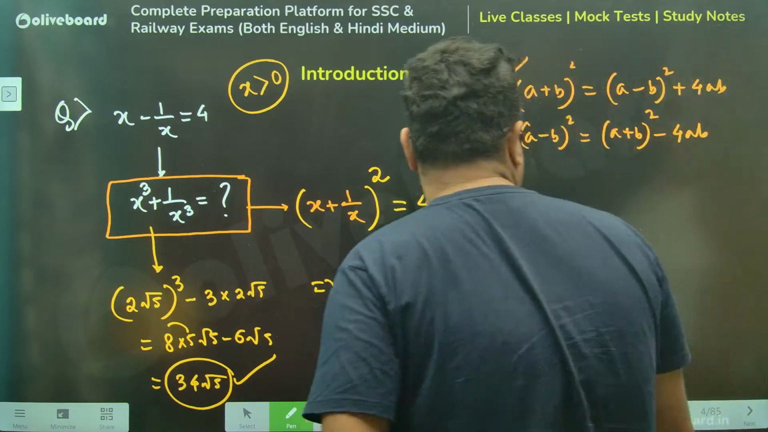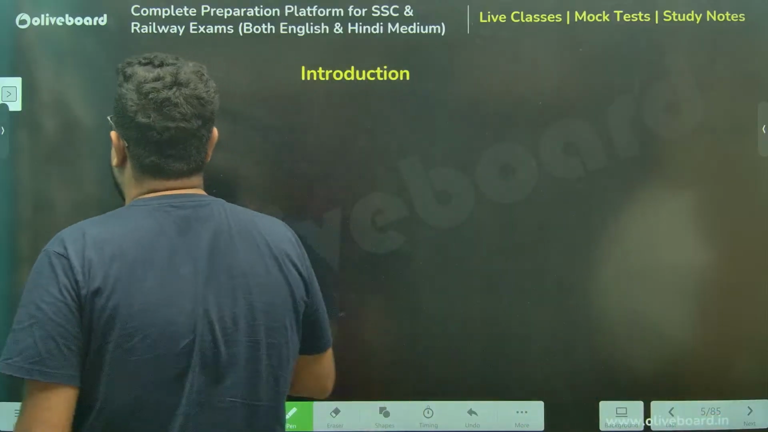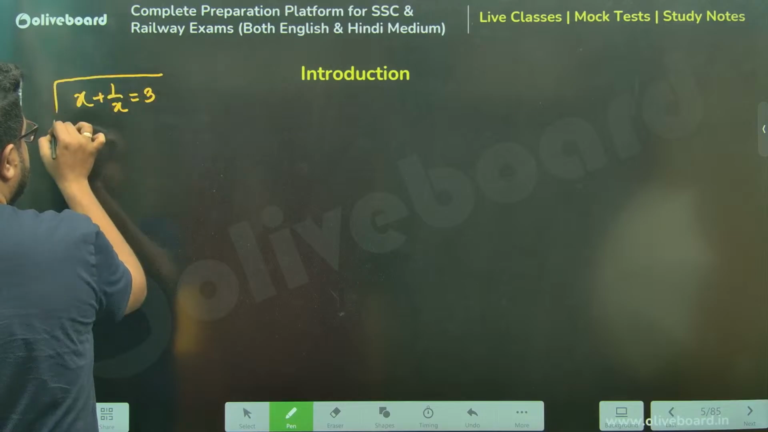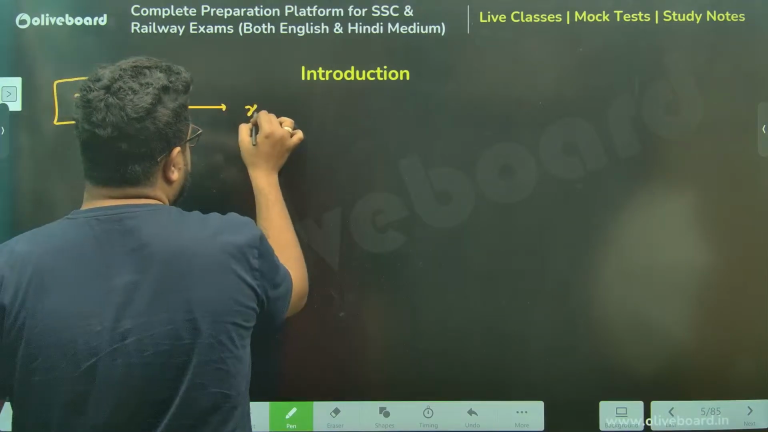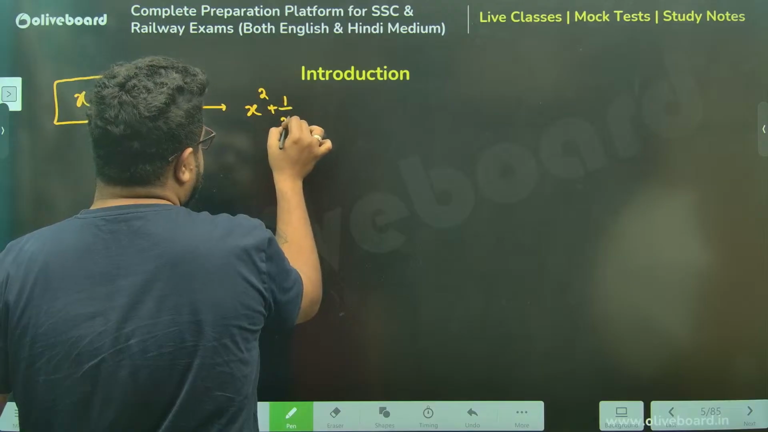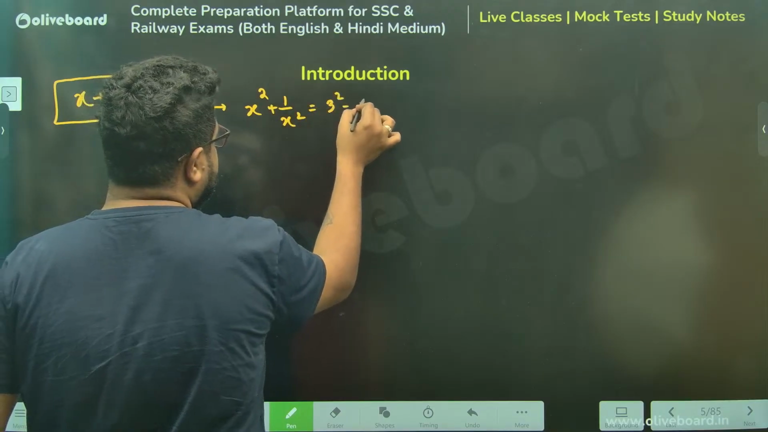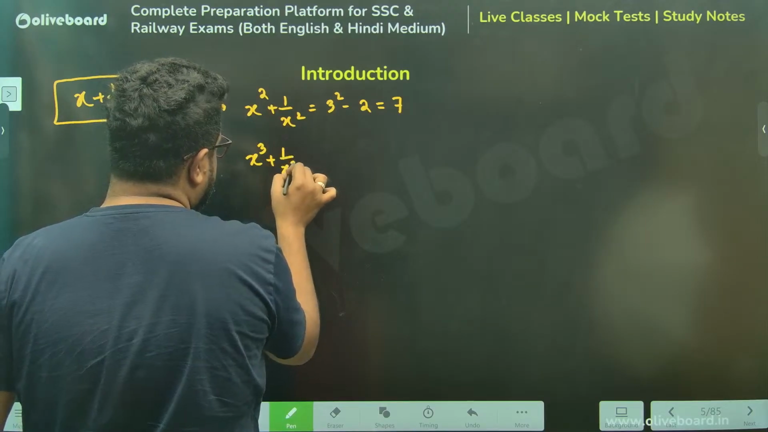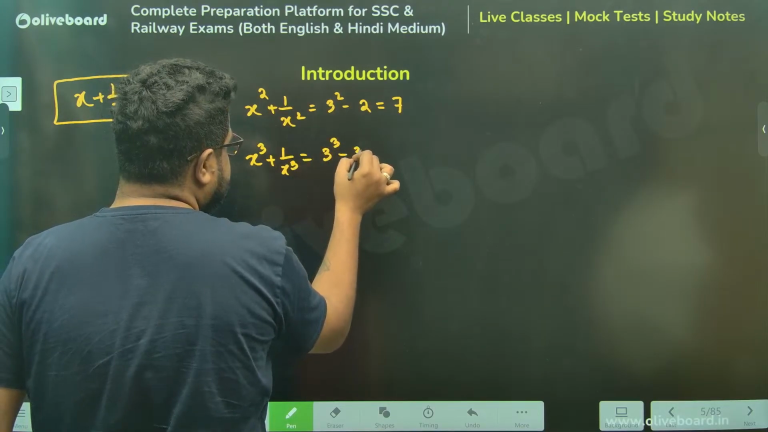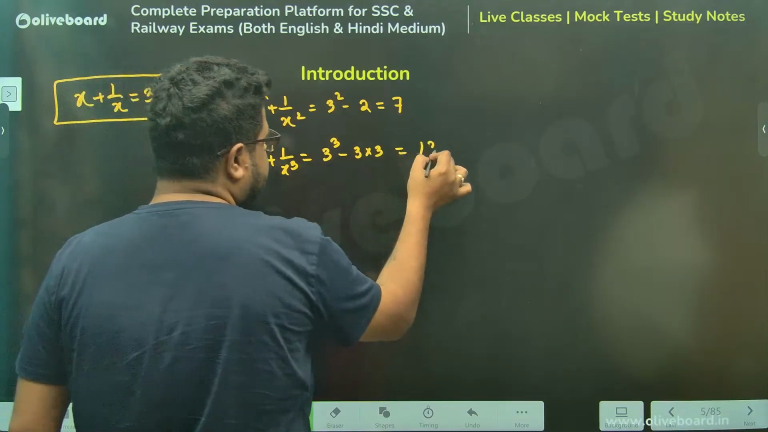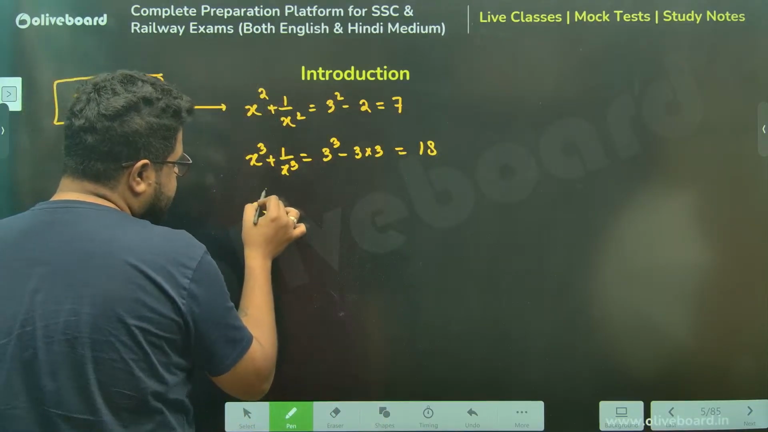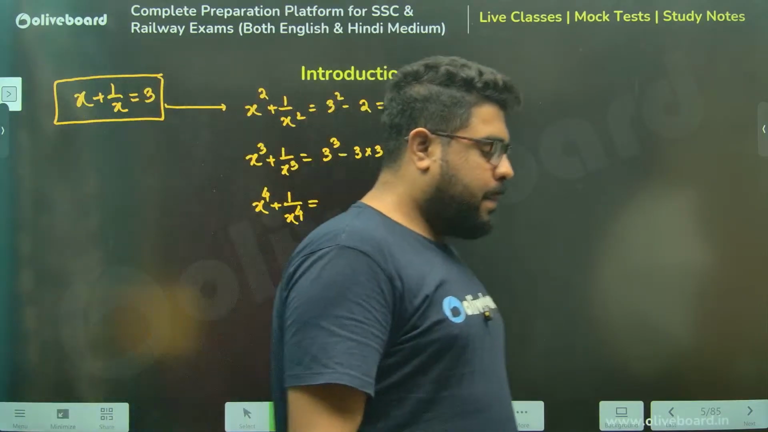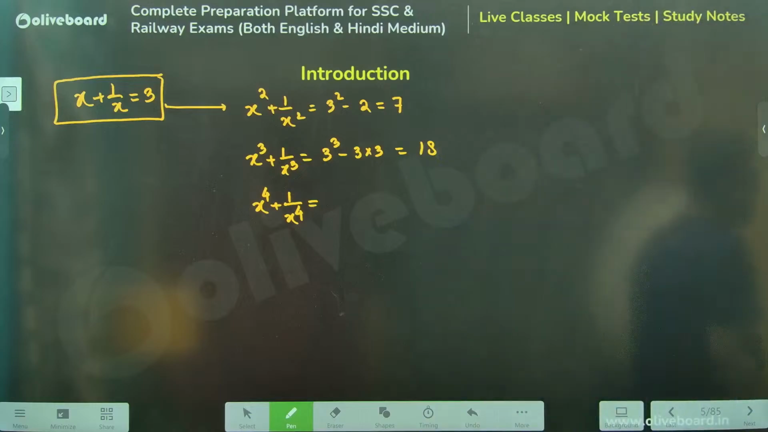Now, next, sir. So we now know if x plus 1 by x is given, let's say this is given as 3, x square plus 1 by x square will be 3 square minus 2, which is 7. X cube plus 1 by x cube will be p cube minus 3p, which will be 18 if I'm not wrong. Now my question is, what if I ask you to find x to the power 4 plus 1 by x to the power 4? Then how can you calculate?